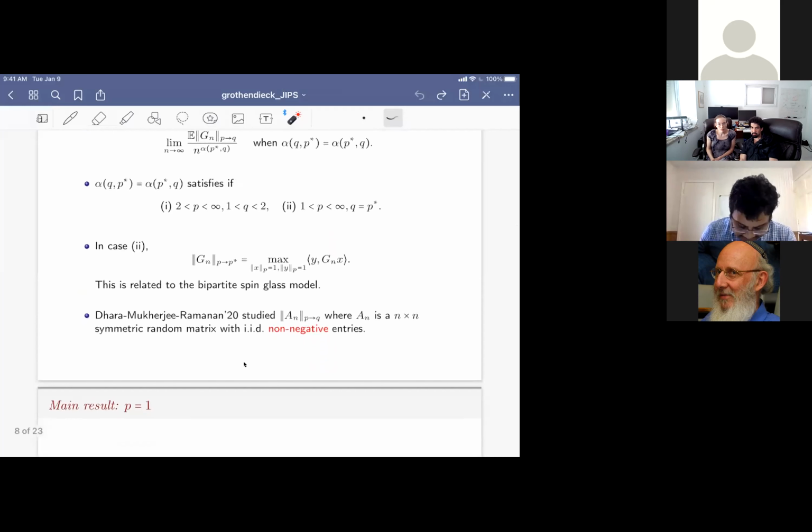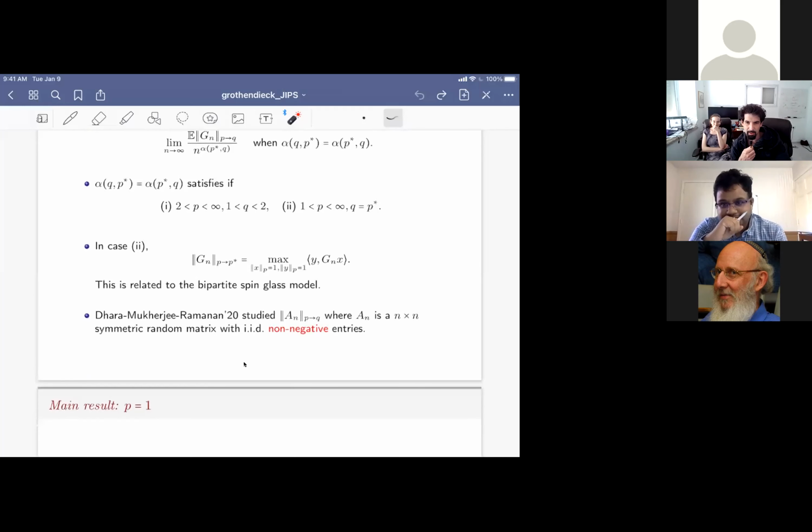Let me mention that last year there was a paper by Dhara, Mukherjee, and Ramanan who studied the p to q operator norm of an n by n symmetric random matrix with IID non-negative entries. Think of the adjacency matrix of an Erdos-Renyi random graph. As a consequence of their results, they can show that if we look at the lp Grothendieck problem for this matrix An for p bigger than 2, the maximum value has a Gaussian fluctuation. But their method heavily depends on the assumption that the entries are non-negative and cannot be applied to the Gaussian case.